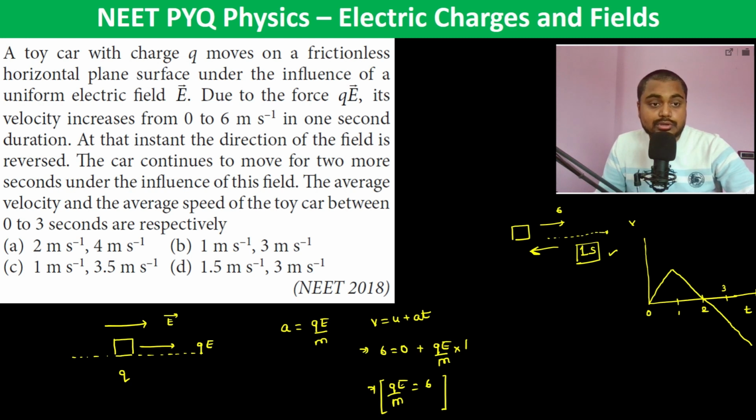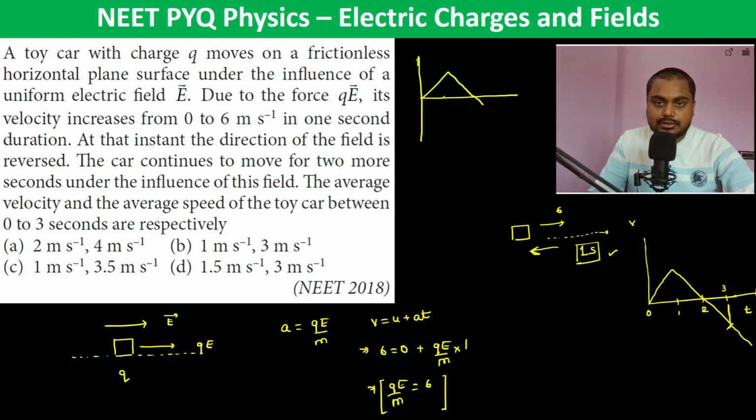Okay, for 2 more seconds अंदर. Okay, तो यहाँ तक है ये actually. Okay, so this is the VT graph. The average velocity and the average speed of the toy car between 0 to 3 seconds is. Okay, तो VT graph को यहाँ पे थोड़ा अच्छे से और बना लेते हैं. ऐसे गया, ऐसे 0, and now this is this. This is 1, this is 2, and this is 3 second. This is 0, and this is 6.